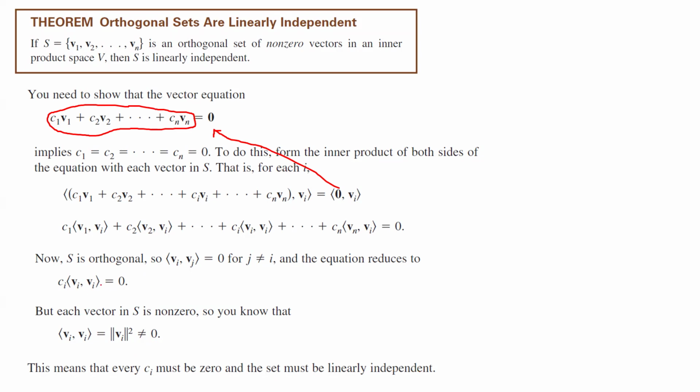So basically, since we know that the inner product between vi and vi, which is equal to the magnitude of vi to the second power, is non-zero, it means that there is no other choice but ci be 0. So we just showed that this equation equal to 0 has only the trivial solution.